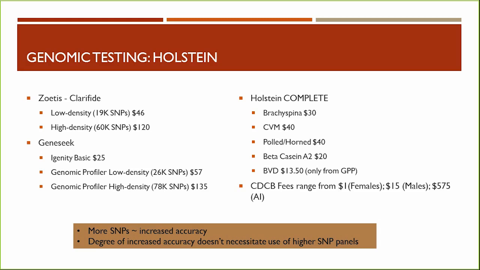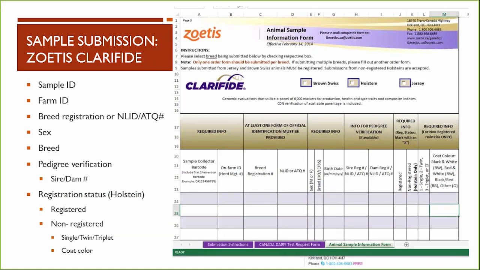So here is an example of what some of these submission forms look like. This is an example of the Zoetis CLARIFIDE. This is actually their submission sheet, and it comes basically as an Excel file. You have your sample ID, your farm designation, your breed. Most of this is very basic information that you would all have on hand. You do have the option for Holsteins that they might be registered, but you can also do non-registered animals here as well. And you put in, to the best of your knowledge, what the sire and dam information is. So that's what a Zoetis submission looks like.